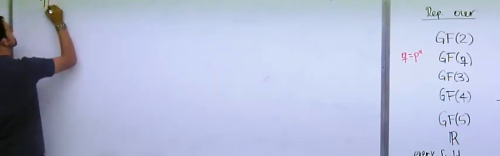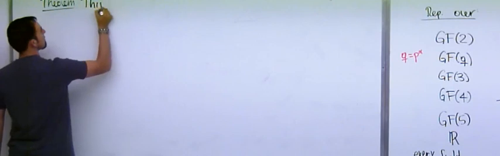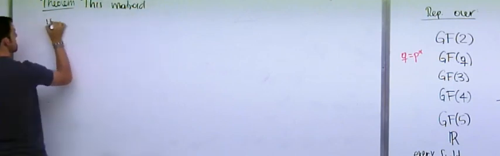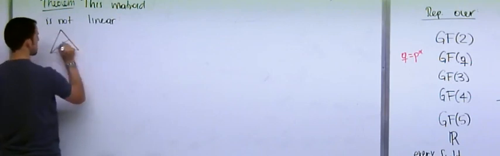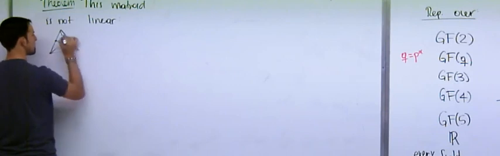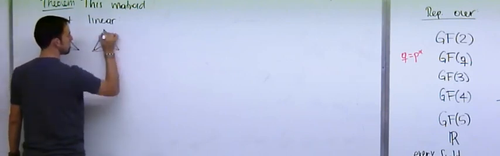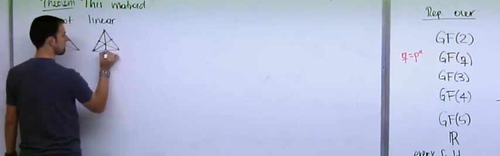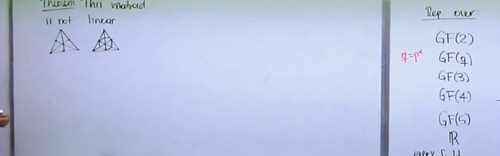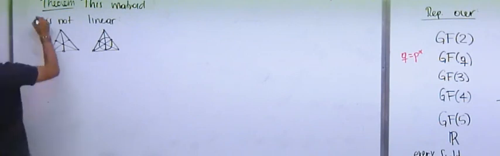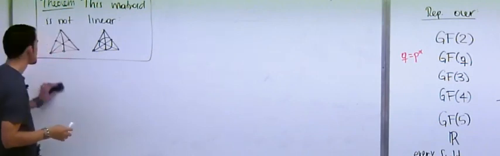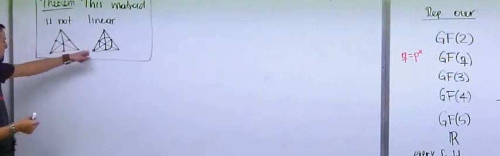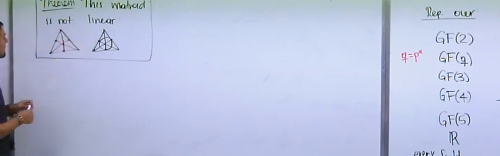Theorem. This matrix is not linear. The direct sum of these two guys. Careful. So this is a direct sum, okay? But I can also just represent it as this point configuration. This matrix is not linear.